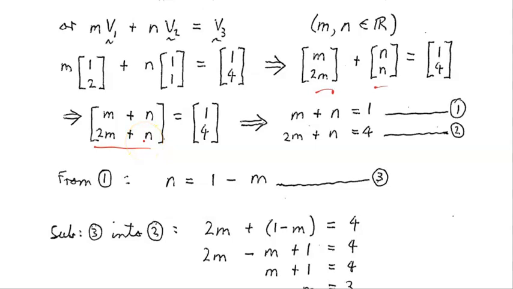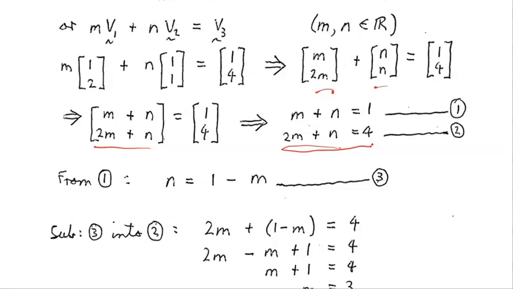So simultaneous equations. Let's label the first one equation 1, the second one equation 2. So from equation 1 we can rewrite it, transpose and have N on the left-hand side by itself. We have N is 1 minus M. Label that equation 3, and then we'll substitute equation 3 into 2. So equation 2 is 2M plus N is 4, and where the N is, we're going to put 1 minus M, from equation 3, is equal to 4.